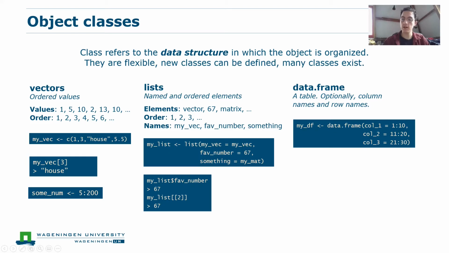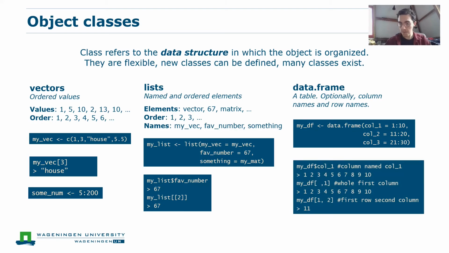And here I just created a table with numbers 1 to 10 in the first column, 11 to 20 in the second, and so on. Of course, unlike lists, in this case, each element needs to be a vector and they all need to be of the same length because all columns need to have the same amount of rows. Now, how do you access the elements in a data frame?